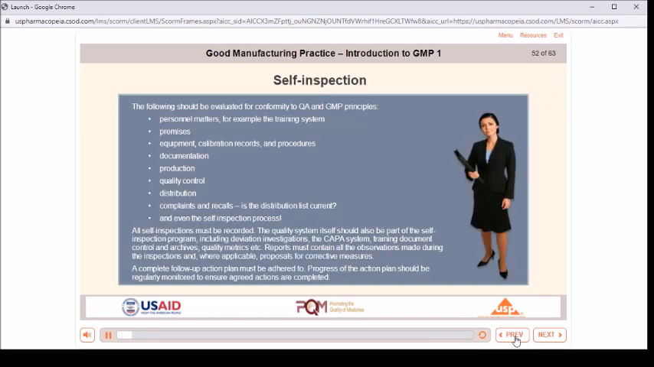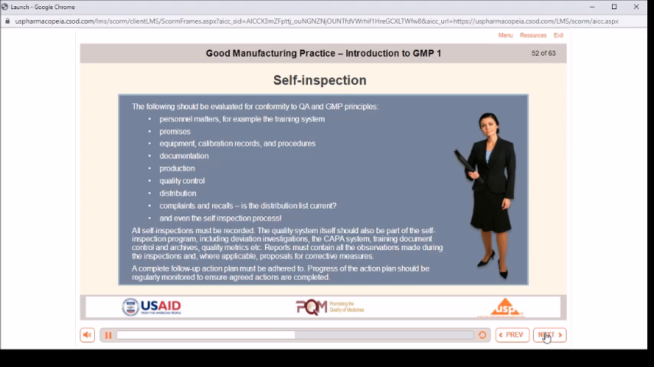Self-inspection. The following should be evaluated for conformity to QA and GMP principles. Personnel matters, for example, the training system, premises, equipment, calibration records and procedures, documentation, production, quality control, distribution, complaints and recalls, is the distribution list current, and even the self-inspection process. All self-inspections must be recorded.